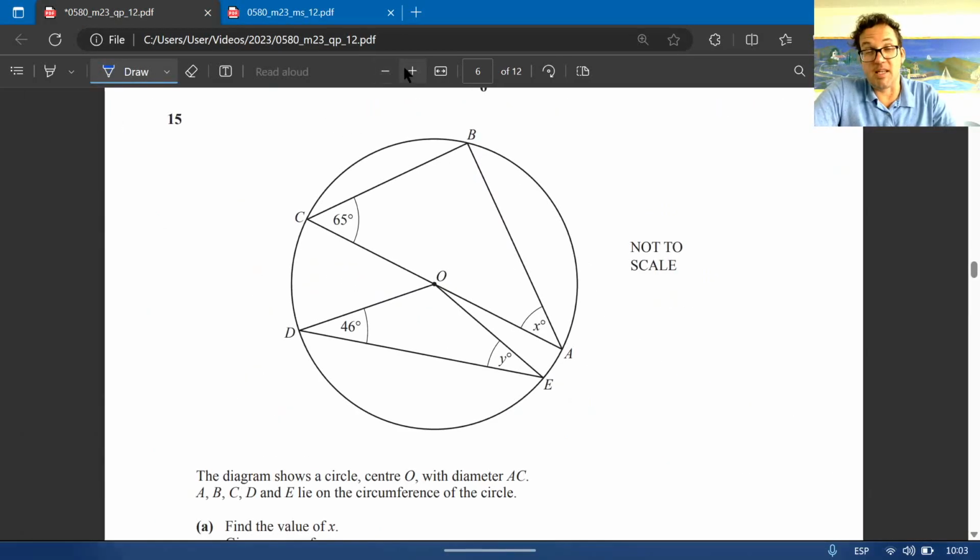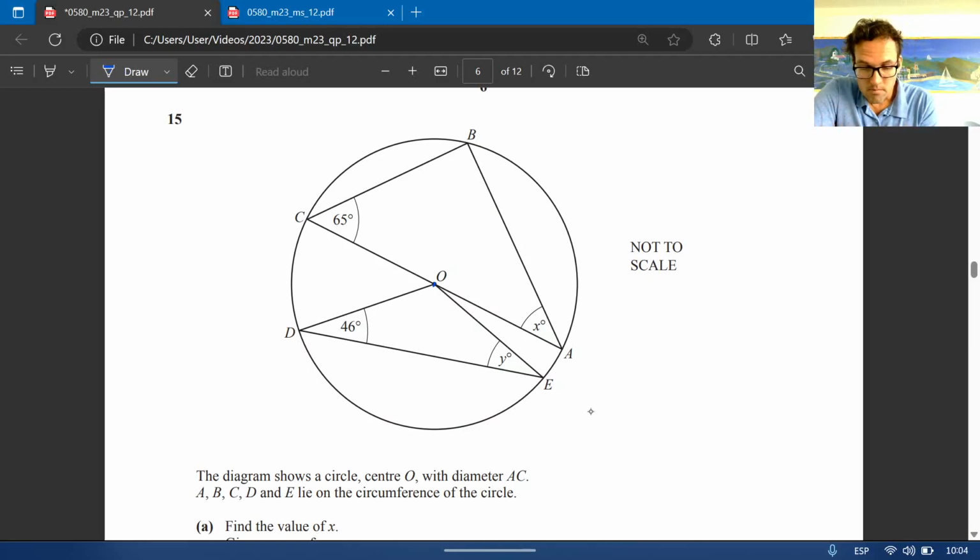Question 15, good old circle theorems. It's always helpful to read through the instructions carefully. The diagram shows a circle. Bam, I can see that. But they say it because circles have certain specific characteristics, so that's why I focus your attention on it. It's important that they tell you that is the middle, because if they don't tell you it's the middle, then it's not the middle.